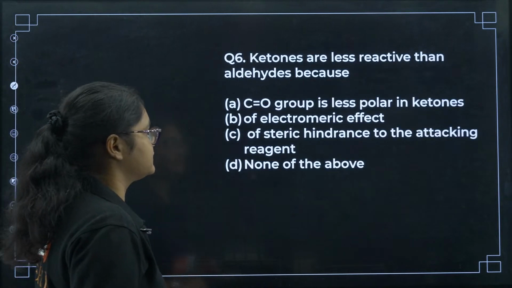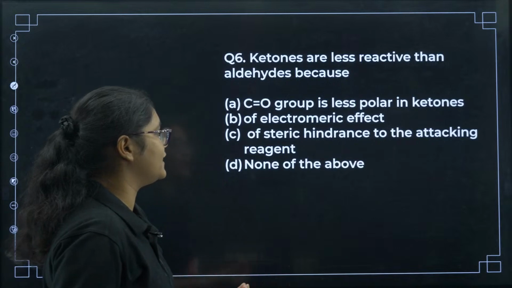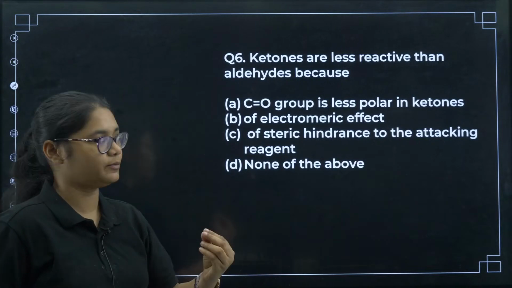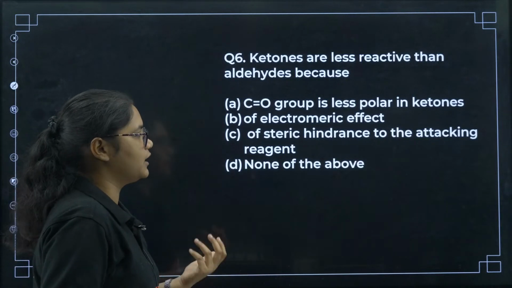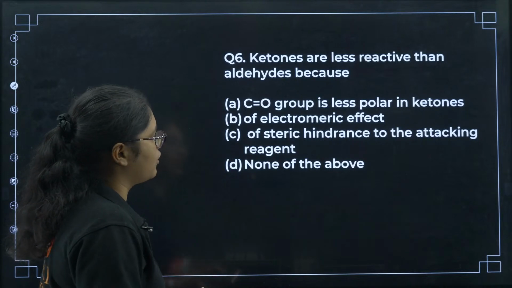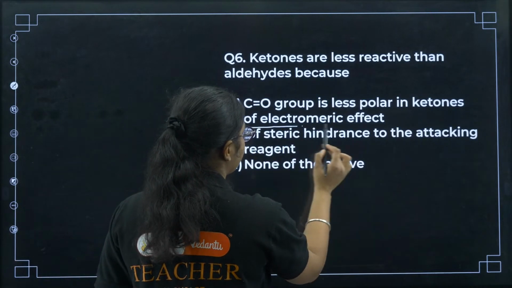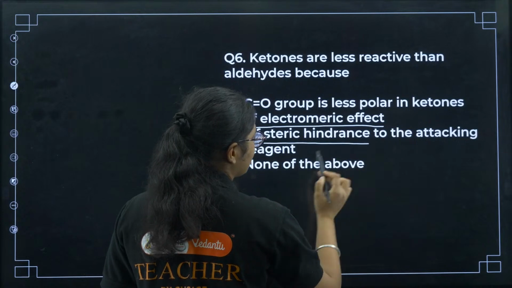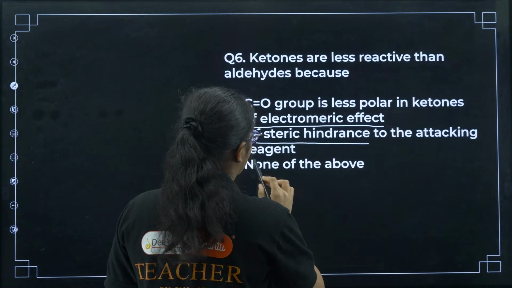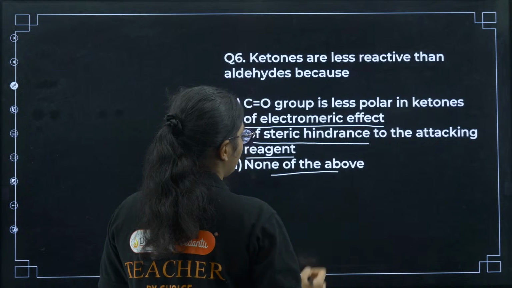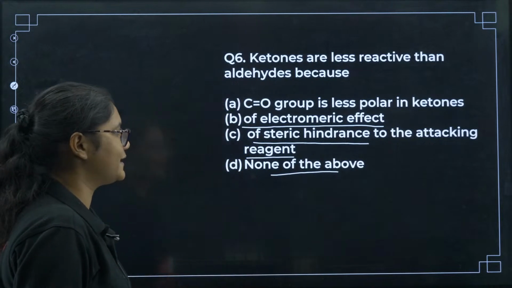Next, question number 6. Ketones are less reactive than aldehydes because, this is a very, very easy question: the CO group is less polar in ketones, or because of electronic effect, or because of steric hindrance to the attacking reagent, or none of the above. Yes, anything?